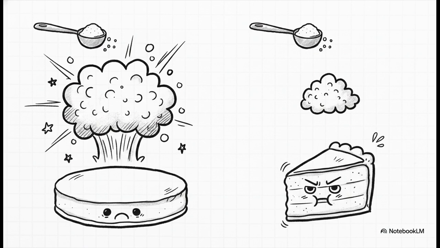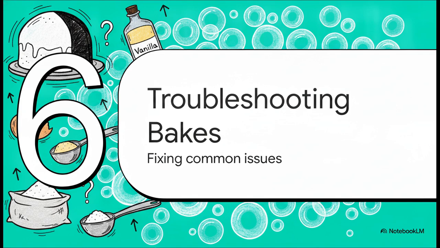But a quick warning, if you do use this 3 times substitution rule, the original acidic ingredients in your recipe, like that buttermilk we talked about, won't be neutralized by the baking powder, so you might end up with an unexpectedly tangy cake.